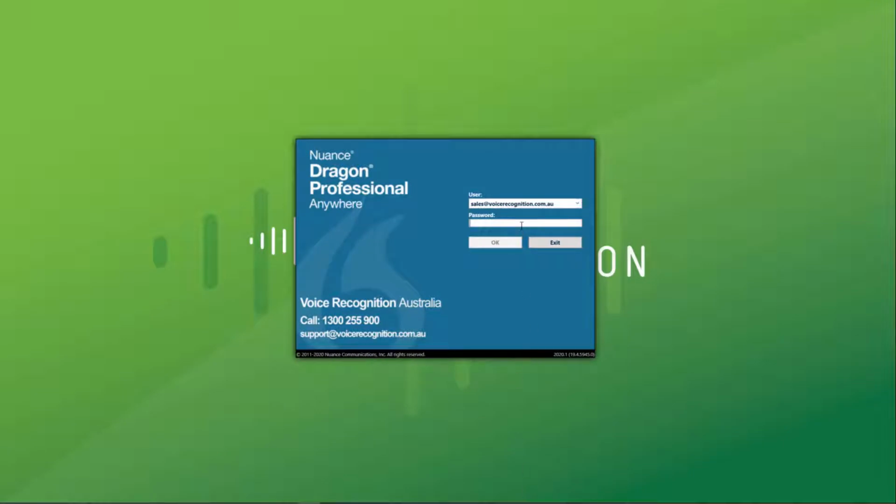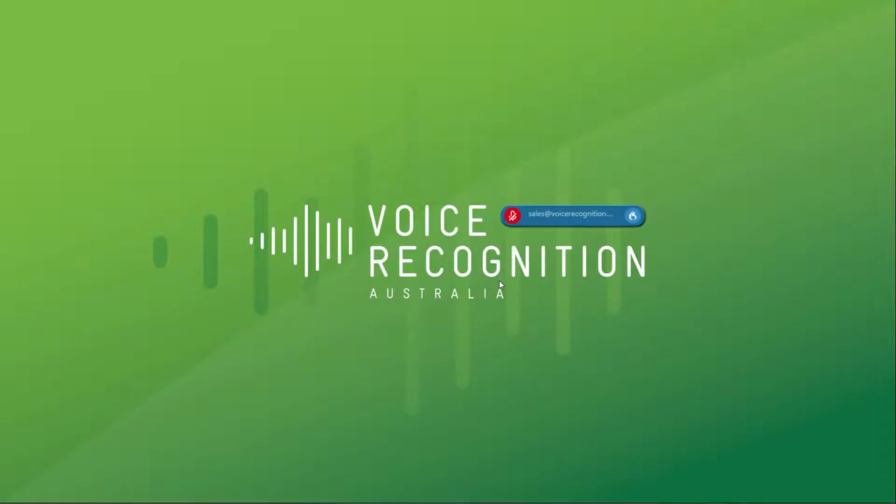Upon logging in, you'll be greeted by a profile screen. This will allow you to choose which microphone to use, along with language and specialty. Once you've selected a microphone, click OK and DPA will log you in and produce the Dragon bar, which will appear at the top of the screen or in the middle of the screen.